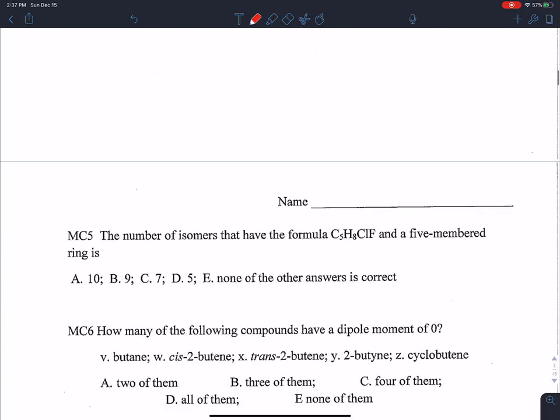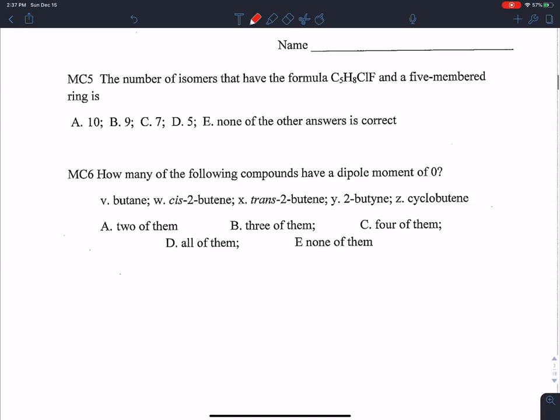Cool. Next question. The number of isomers that have the formula C5H8ClF and a 5-membered ring is... okay, since I have a 5-membered ring, you can't have a ring with chlorine in the middle because this won't be neutral anymore. So the maximum amount of ring atoms we can have is 5, and they're all carbon atoms. Okay, moving on. If I try to place my Cl and the F somewhere, one way I can place them is on the same carbon. So this is one answer.